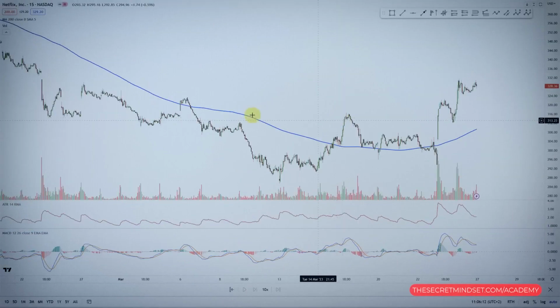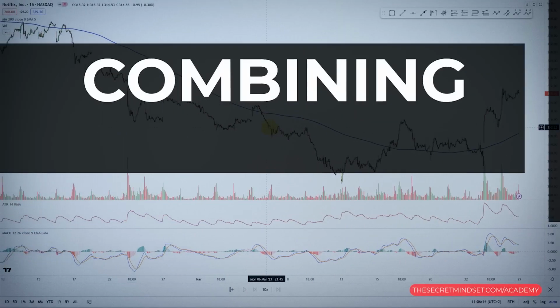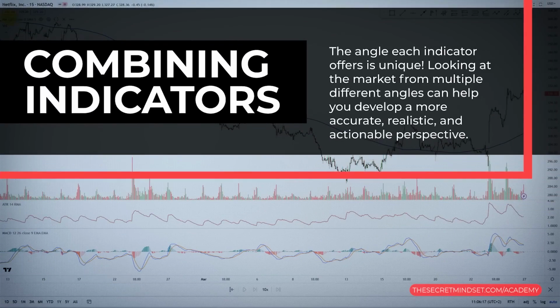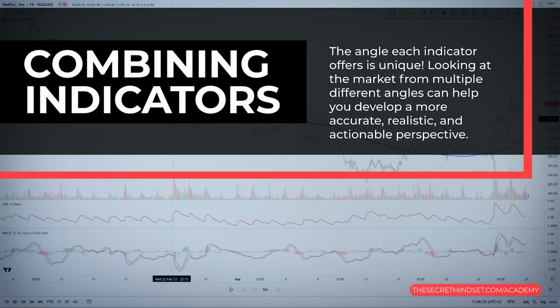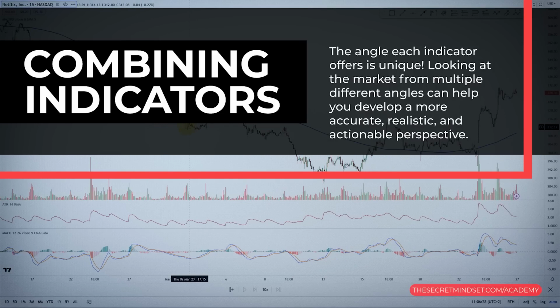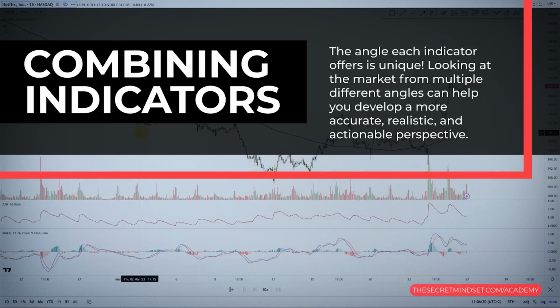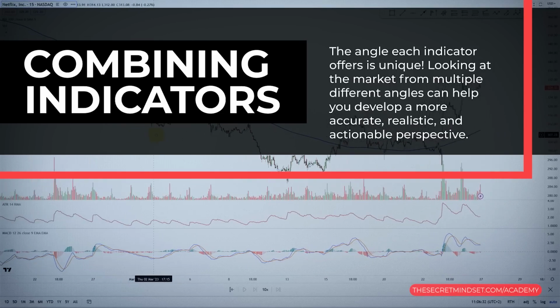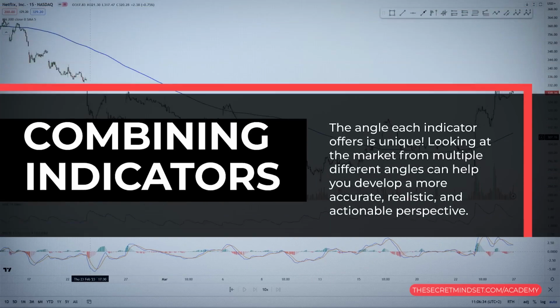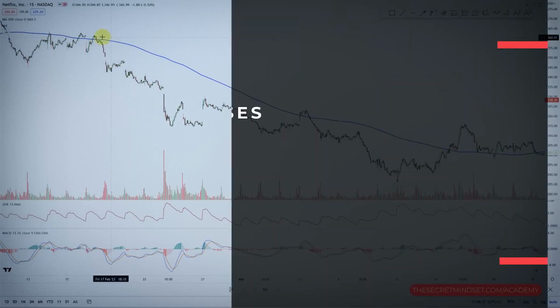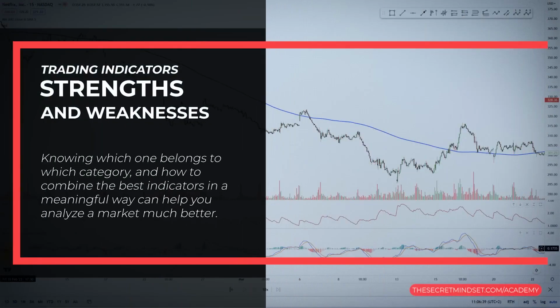So how do you combine trading indicators? While these 4 types of indicators are trying to determine the same thing, whether prices are about to increase, decrease, or remain stable, the angle they each offer is unique, and looking at the market from multiple different angles can help you develop a more accurate, realistic, and actionable perspective. Knowing which one belongs to which category and how to combine the best indicators in a meaningful way can help you analyze the market much better.